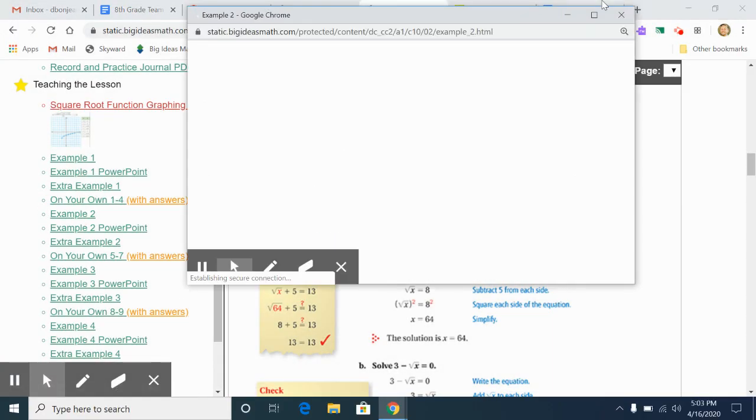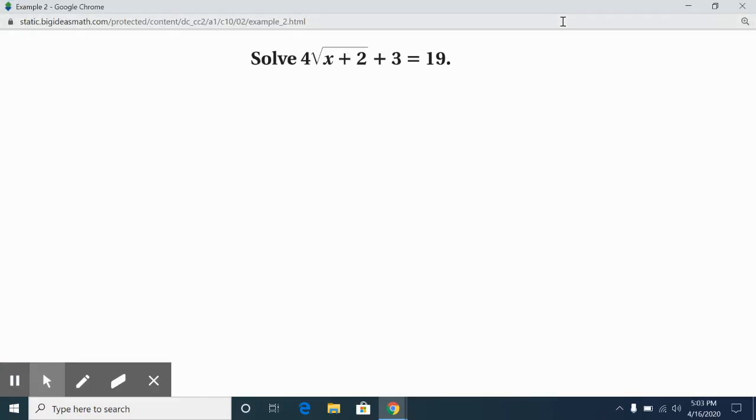Next example, and this is the last one we're going to do today. So what happens when there's all this stuff on one side of the equation?